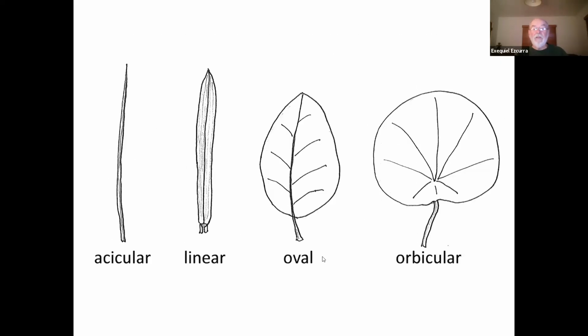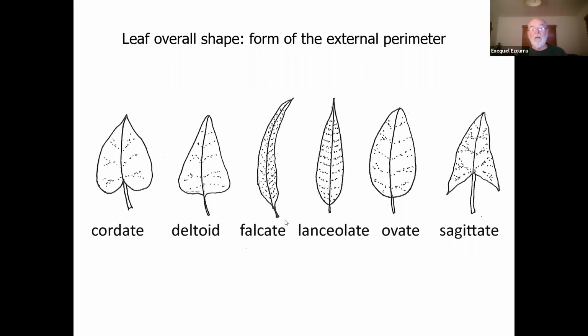If a leaf is like a spear, it is lanceolate. If a leaf is like an egg, it's ovate. If a leaf is like the tip of an arrow, it's sagittate. And if a leaf is like a twisted spear, we call it falcate. Falcus in Latin is a sickle, the tool that was used to harvest wheat.